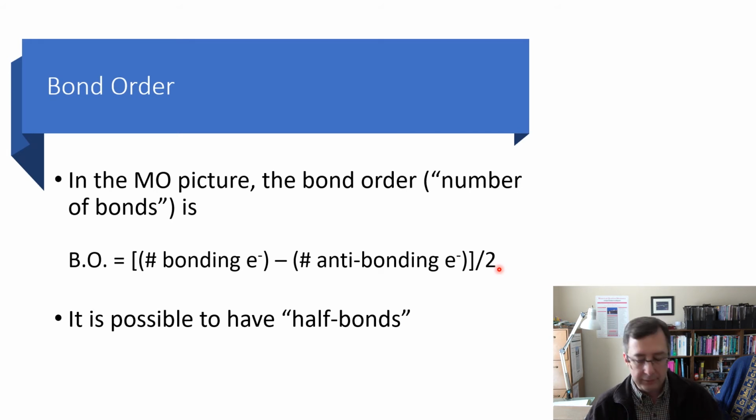Now you might notice in this formula it would be possible to have half a bond, because what if I had 3 bonding electrons and 2 anti-bonding electrons? Then 3 minus 2 would be 1, divided by 2, I'd have half a bond. Is that crazy? No. It's perfectly fine to talk about half bonds. It just means you have a bond orbital that's half filled, and that is weaker than a full single bond, and that's a thing, and it's fine. So you can do that.